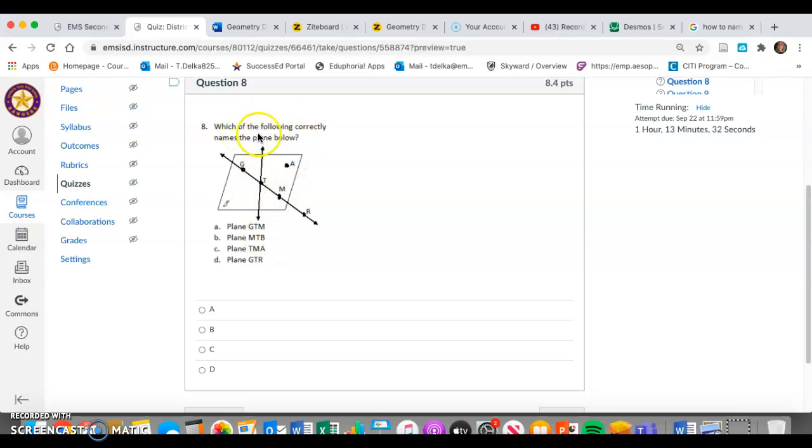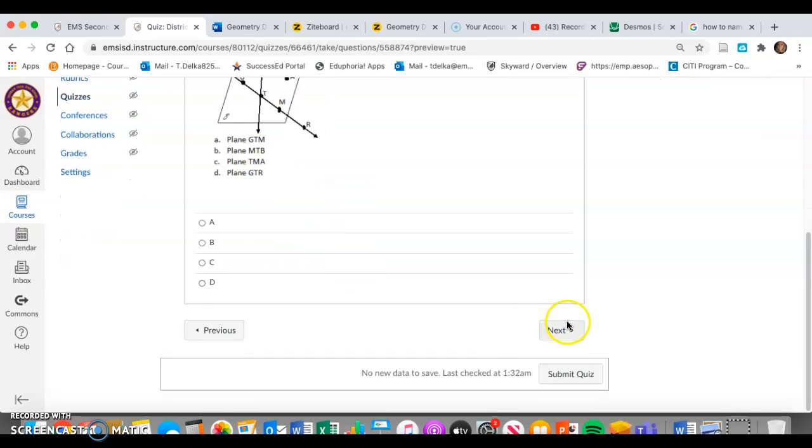Which of the following correctly names the plane below? Now, GTM, I'd love to say that would be an excellent answer choice, but those are all falling on a line, and those are points on the line. Yes, they're within the plane, but we're looking for the points in and around the plane, not just on the line. So to have T, M, and A, they're all inside. And A stands alone over here, but it's still part of the plane. And a plane is just a flat, solid surface that lines and segments can go through. So C, being TMA, would probably be your best answer choice.